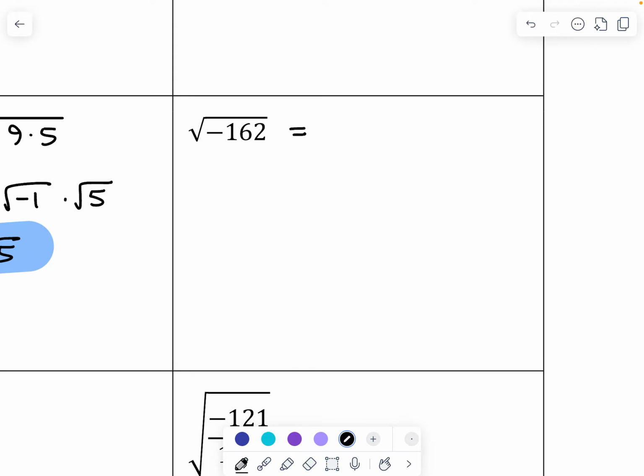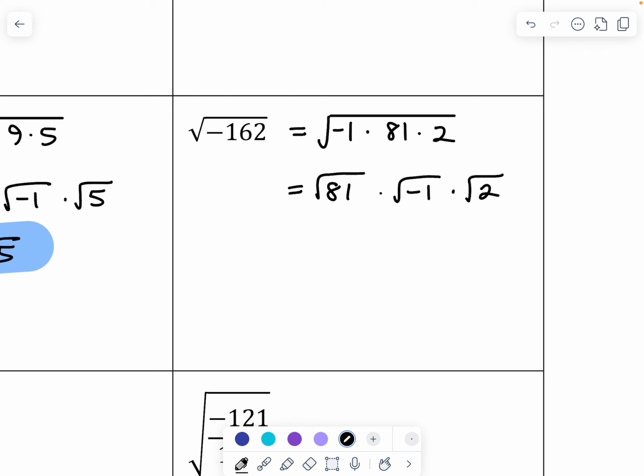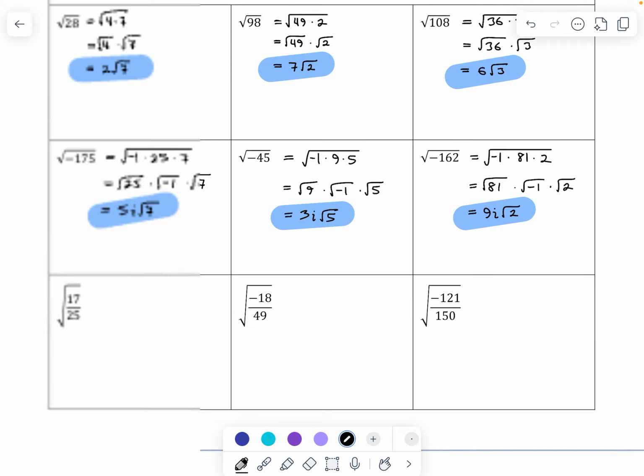Here we go. Peel off the negative. 162 is 81 times 2. We like 81, it's a perfect square number. Break apart the pieces. That gives you 9i root 2. If you like the factor tree, that's fine, you can do the factor tree. But if you're cool using perfect square numbers, it'll get you to the answer faster.